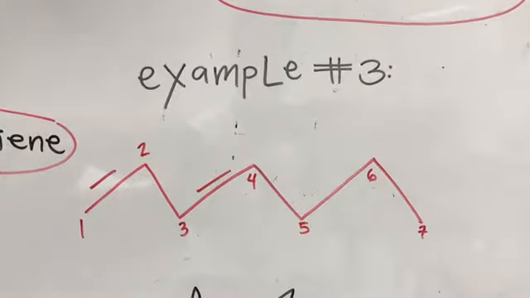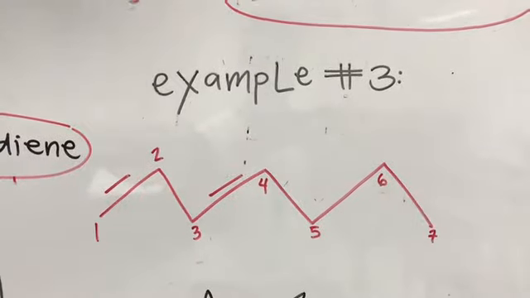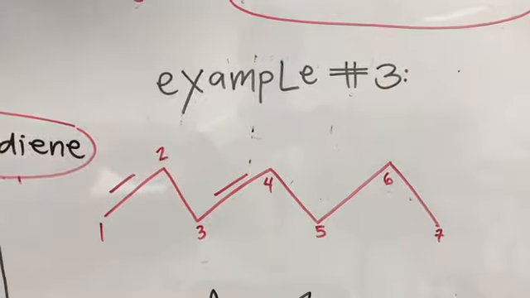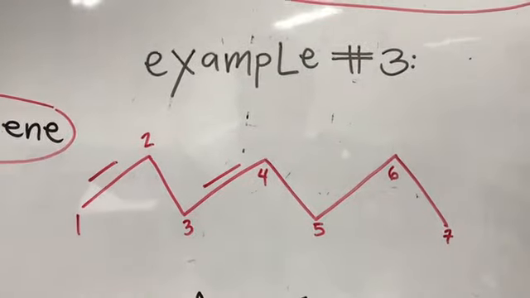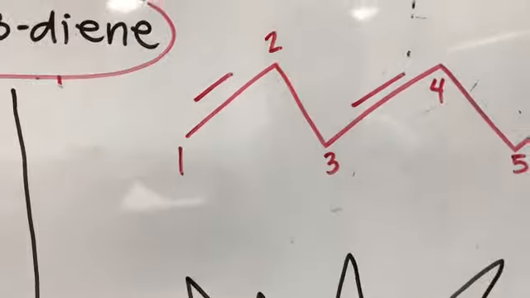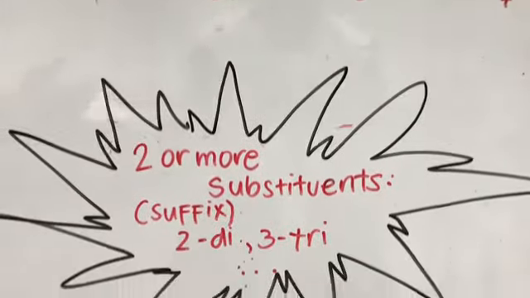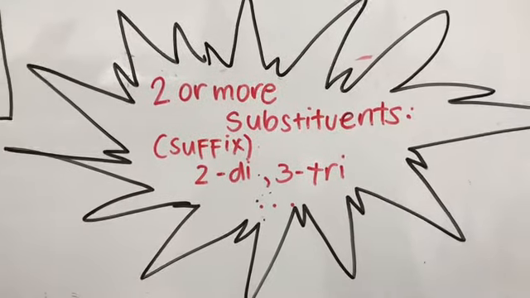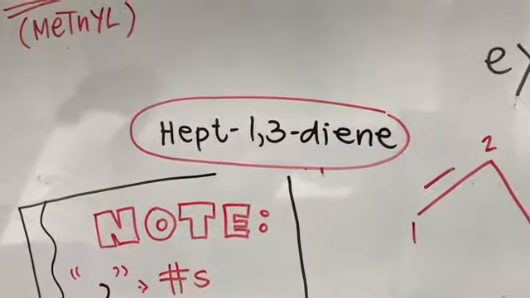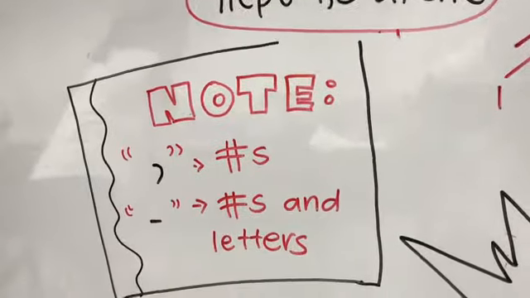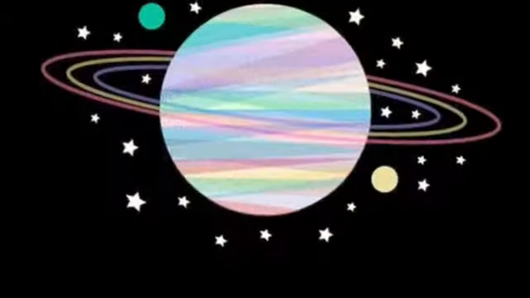In this example, there are 2 double bonds. Since this is a 7 carbon atom, this is a heptene. If we start counting on the right side, the first double bond will be at carbon 4. But if we start counting on the left side, it is on carbons 1 and 3. If there is more than 1 double bond, we will use the suffix di, tri, and so on. For this molecule, hepta-1,3-diene. We use commas to separate numbers and hyphens to separate letters and numbers.